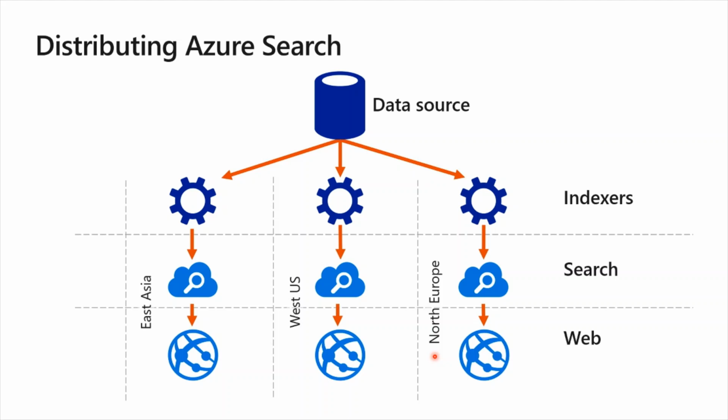So you pull data from the same data source, but then you can define your own search indexes. So you see, you have your own indexer and search, and then your customer can access it from any region and will have low latency.